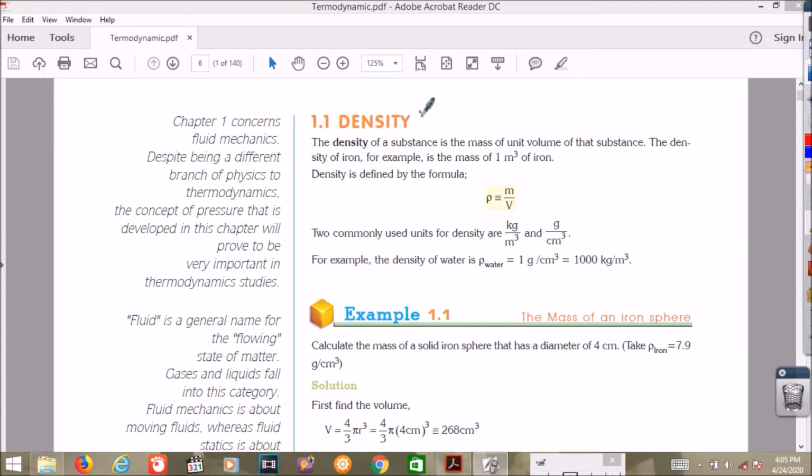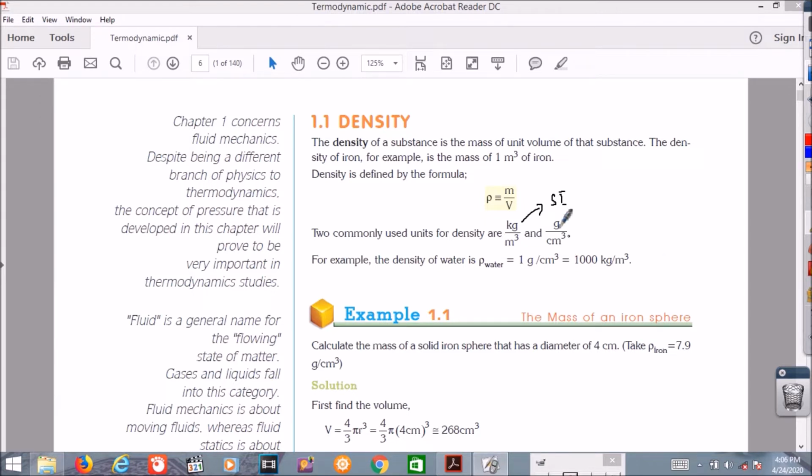The density of iron, for example, is the mass of 1 meter cube of iron. Density is defined by the formula rho equal to mass over volume. Two commonly used units for density are kilogram over meter cube, which is the SI unit for density, and sometimes people use gram over centimeter cube. For example, the density of water, rho water, is equal to 1 gram over centimeter cube, which is equal to 1000 kilogram over meter cube. This is density and its unit.